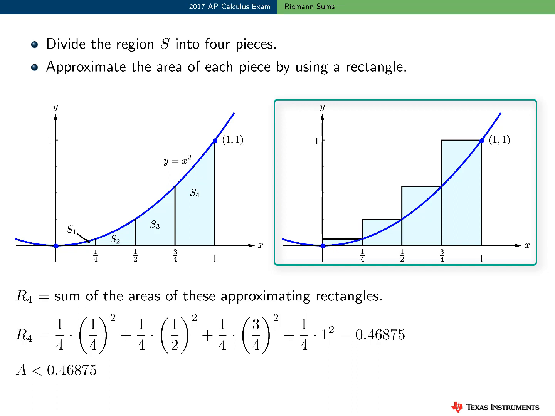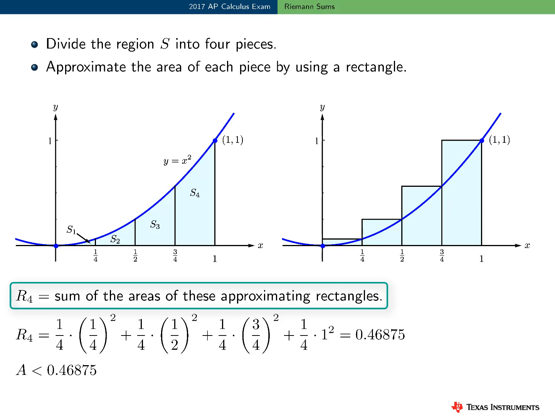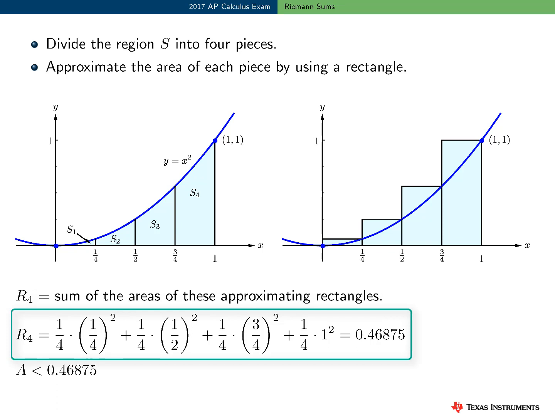So the height of each rectangle is the value of the function f of x equals x squared at the right endpoint of the corresponding subinterval. So each rectangle has width 1/4, and the heights are 1/4 squared, 1/2 squared, 3/4 squared, and 1 squared. Let's let R sub 4 be the sum of the areas of these approximating rectangles. And here is that sum.